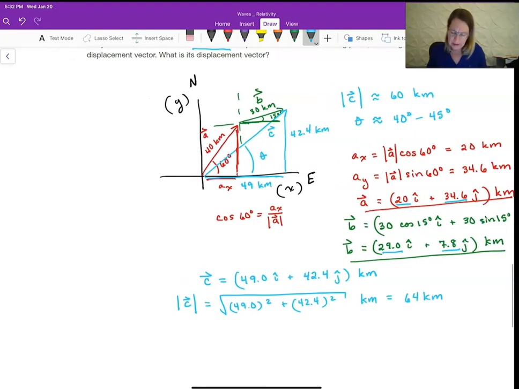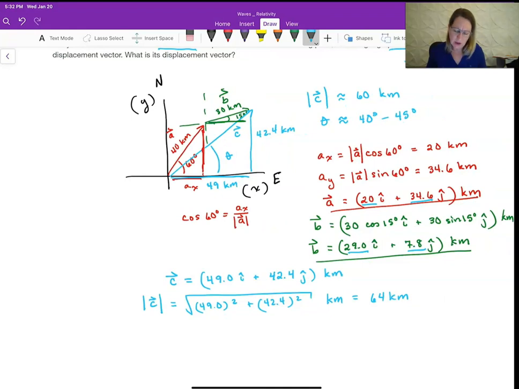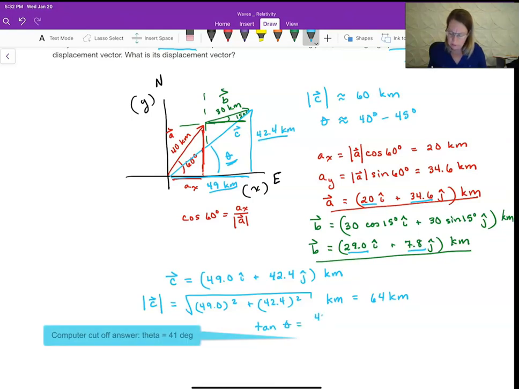And then to find that angle, we look at this angle, and I can tell that if I look at theta, I've got the 42 and 49, and so tangent of theta is equal to 42.4 over 49.